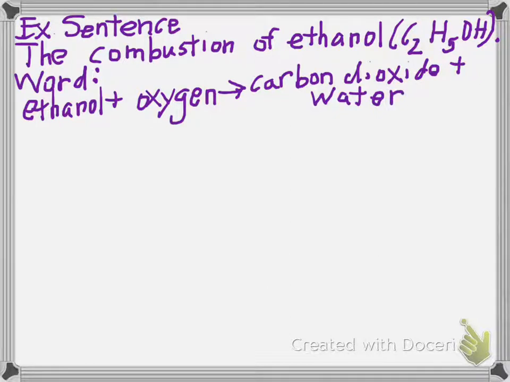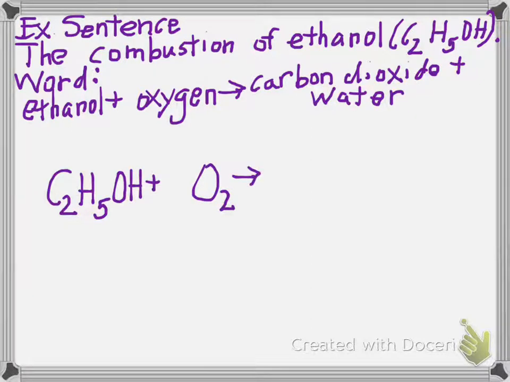So now that I have my word equation, I'm ready to go to my skeleton equation. So my skeleton equation for this is my ethanol, which is C2H5OH, plus oxygen, which is O2, yields CO2 plus H2O. So there's my skeleton equation. Now I'm ready to balance it.